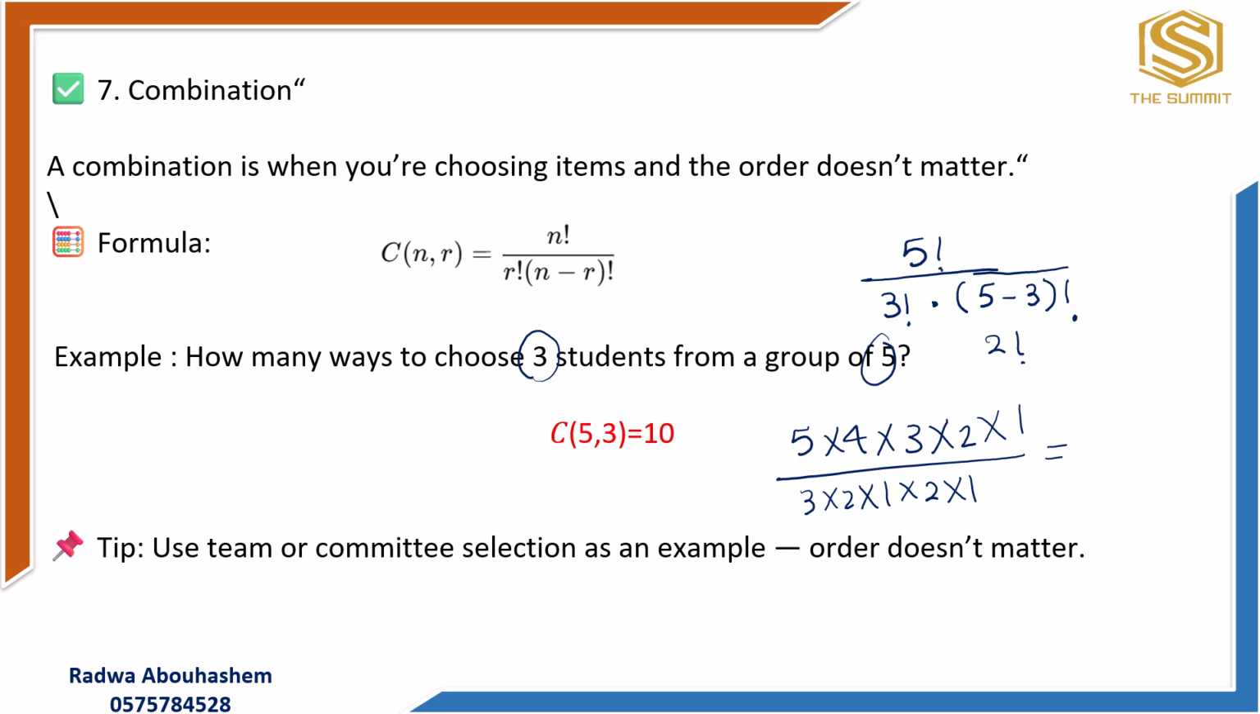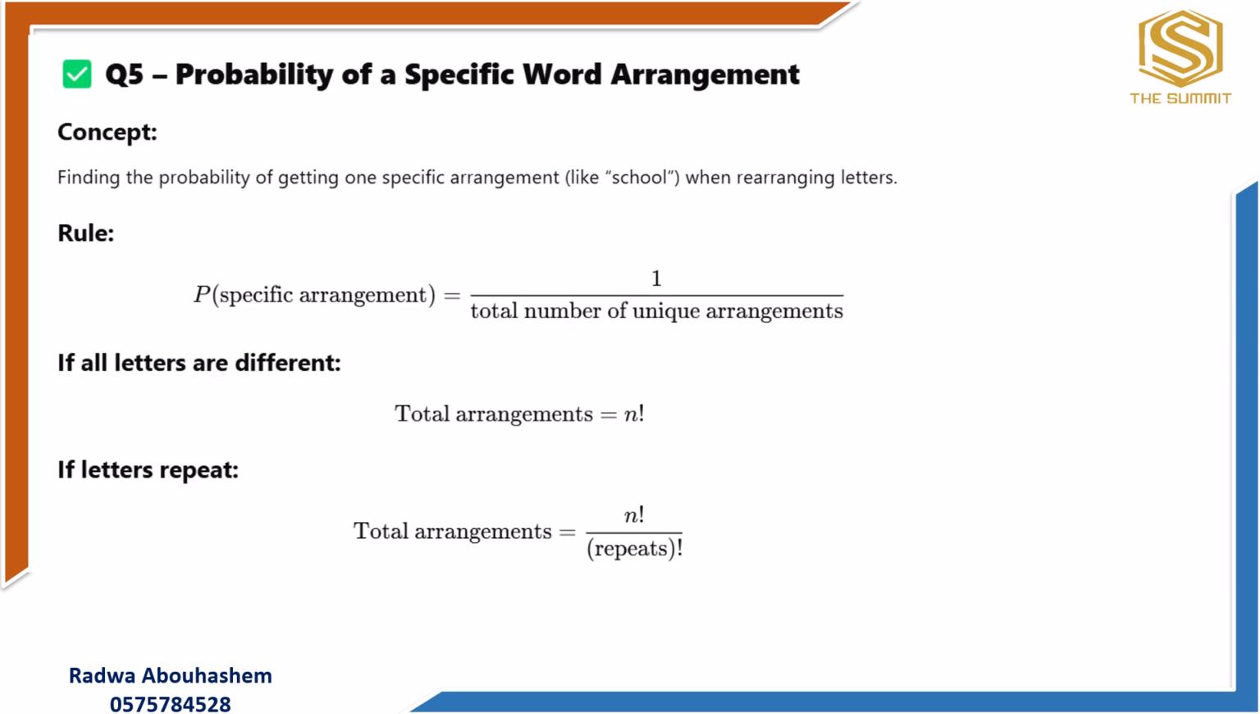So let me simplify here. 1 goes with 1, 2 goes with 2, and 3 goes with 3. So 5 times 4 is 20. 20 divided by 2 gives me 10. So this means we have 10 ways.